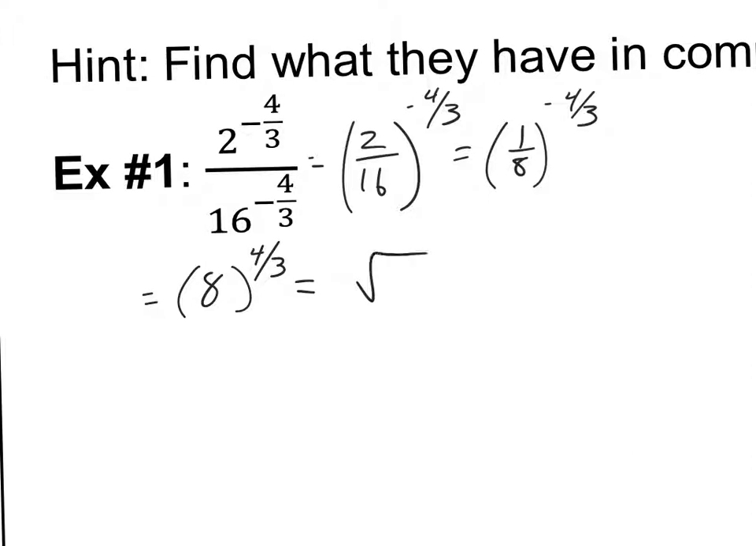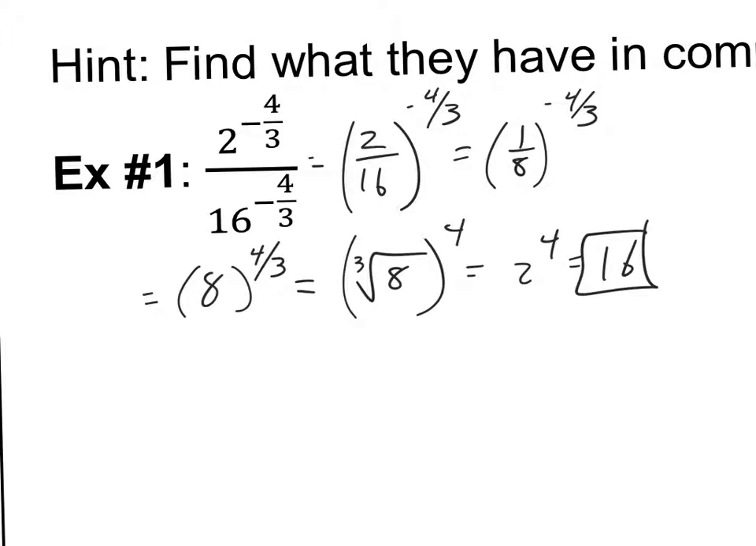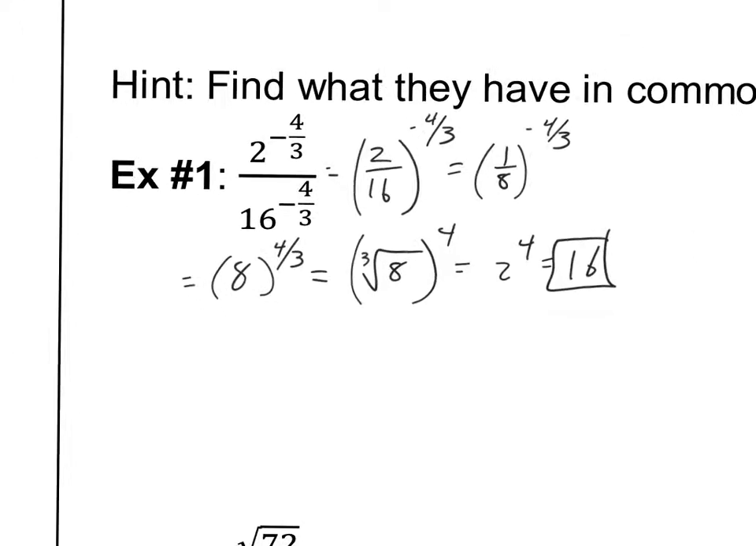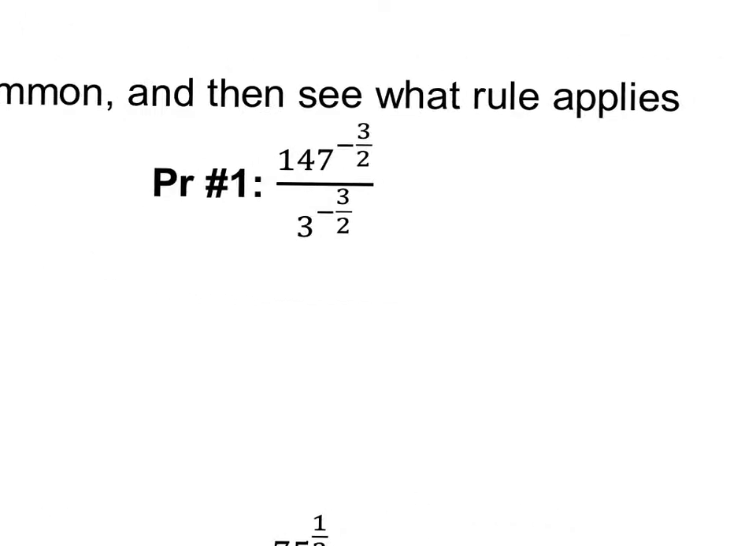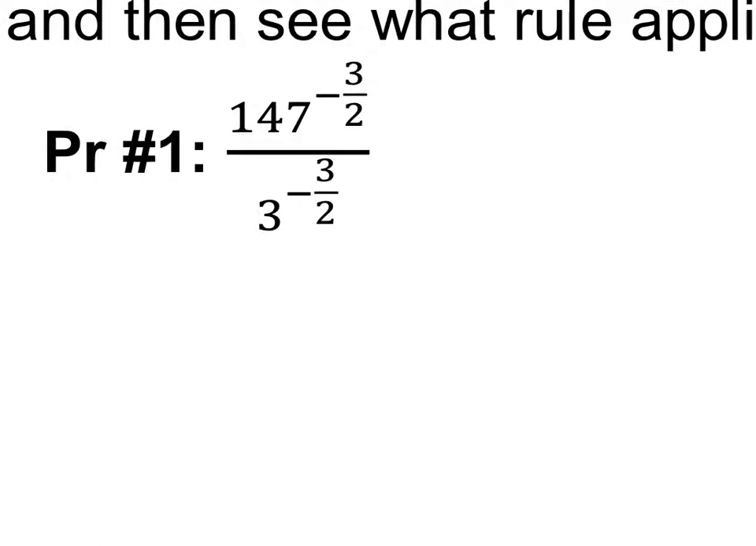Then if we wrote it as a radical, it'd be the third root of 8 to the 4th. I like to do the root part first, just makes it a little bit easier. Third root of 8 is 2, and 2 to the 4th is 16. And boom, now we've simplified this thing down. So, take a look at that. I want you to try practice number 1 on your own. It's very similar. Give it a shot, and then check back to see if you did it correct.